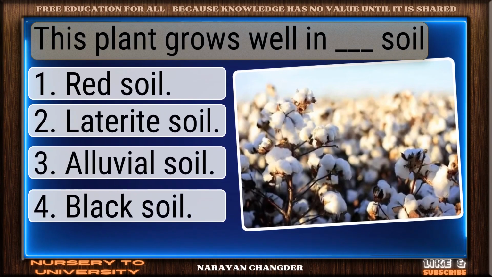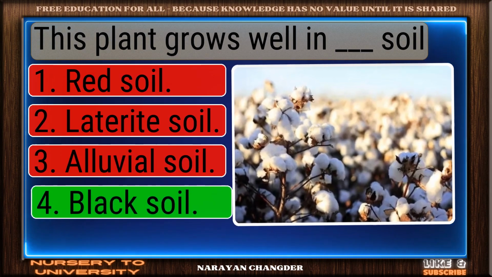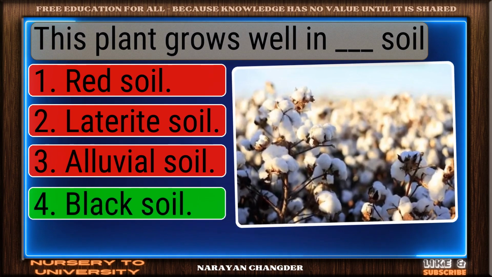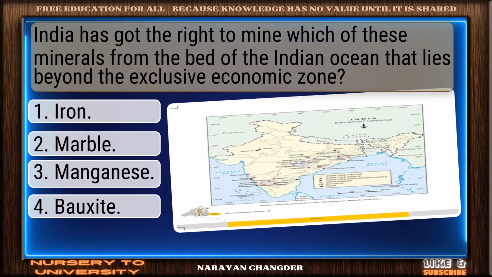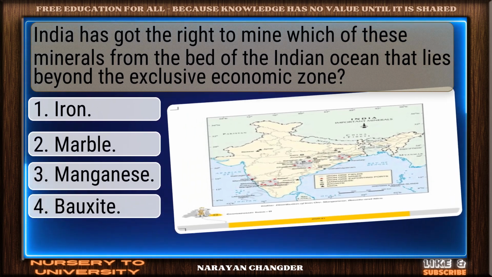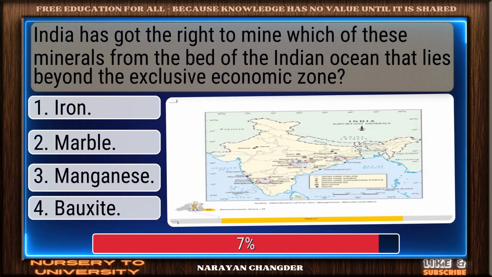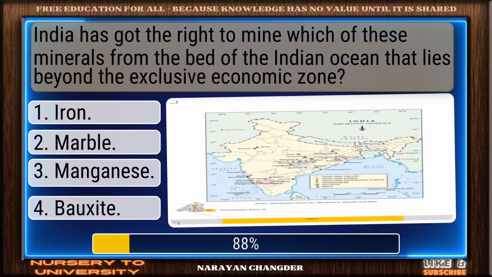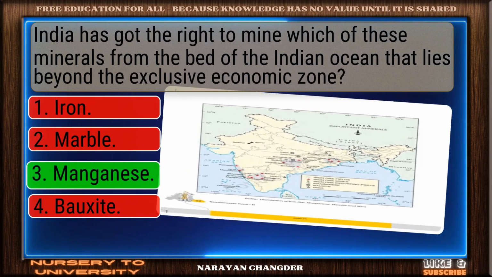This plant grows well in dash soil. Excellent choice. Black soil is right. India has got the right to mine which of these minerals from the bed of the Indian Ocean that lies beyond the exclusive economic zone? Well reasoned. Manganese is correct.